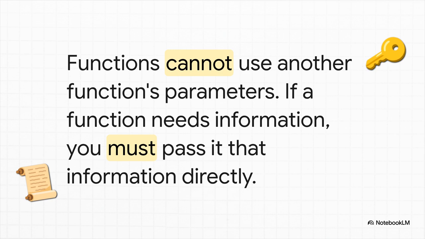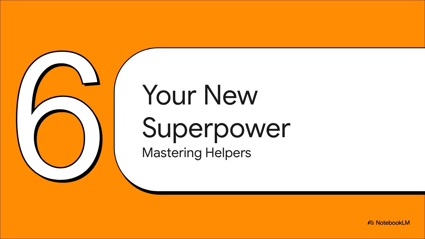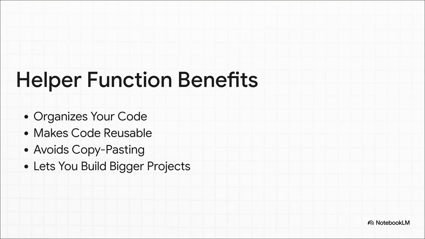No shortcuts. And that brings us to our last section, your new coding superpower, because honestly, mastering this will completely change how you write code from now on. So let's just recap the huge benefits here. By breaking your big problems into smaller pieces, your code becomes way more organized and easy to read. It also becomes reusable. You can just call drawStars from anywhere, which means you avoid all that messy copy pasting. And all this lets you build much bigger, cooler, more complex projects with confidence.